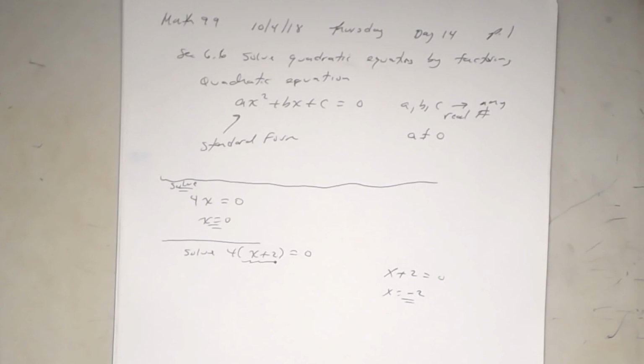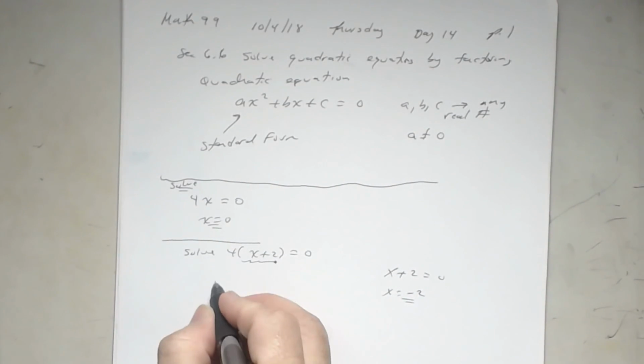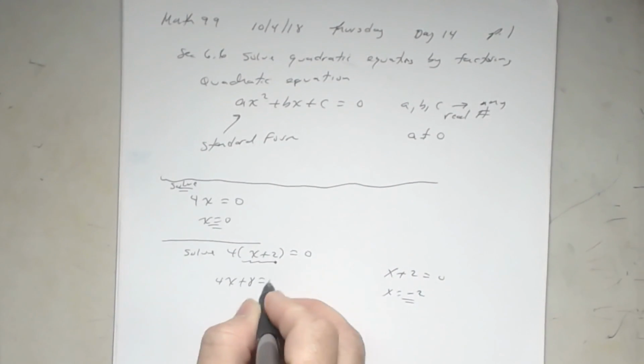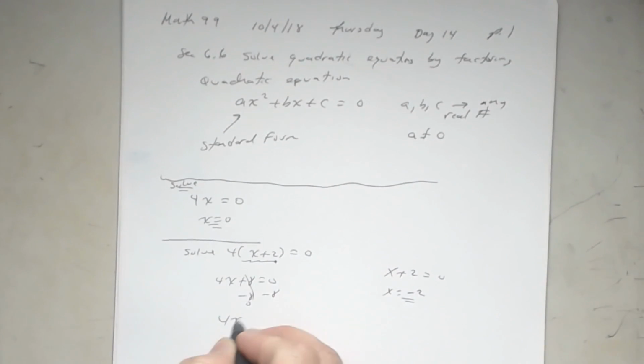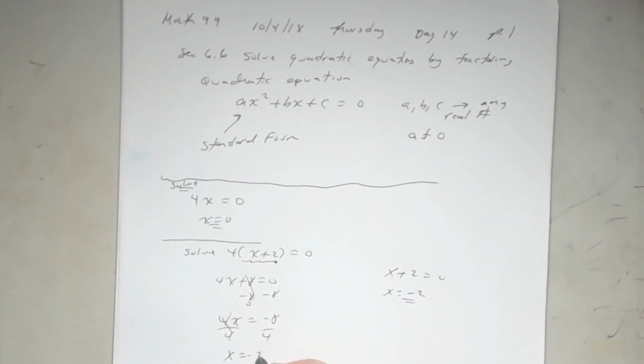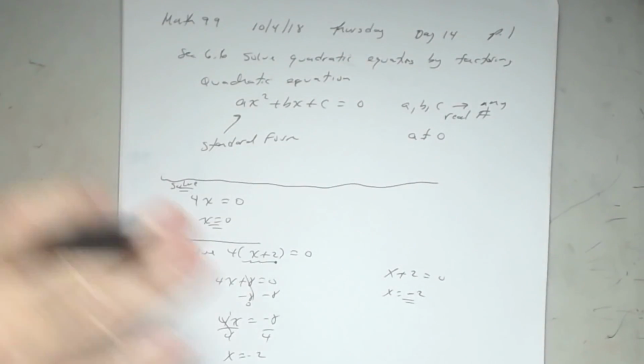So notice what she used, though. She didn't distribute. That's not what I want you to use here. Because remember last semester, that's what you did. You distributed a 4, and then you said 4x plus 8 equals 0, correct? Then you subtracted 8. 4x equals -8, and then you divided by 4, and you got x equals -2. That was last semester. I'm trying to get you to think about what you're going to need here, though.